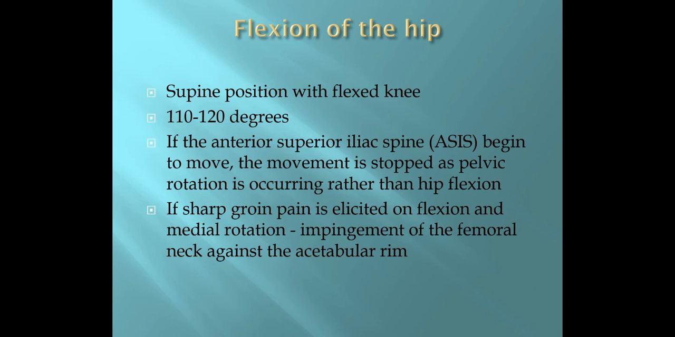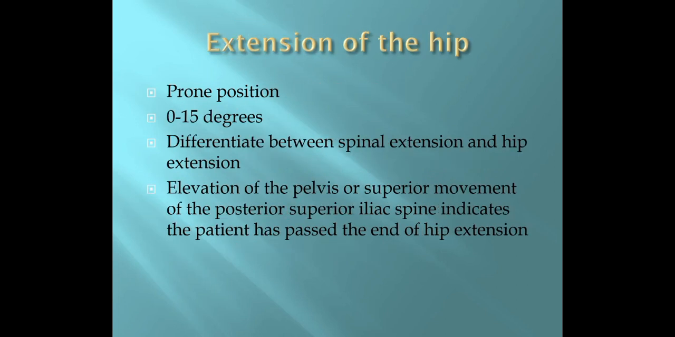Flexion of the hip: in the supine position, flexion can be checked with the knee flexed. The range of motion for flexion of the hip is around 110 to 120 degrees. If the anterior superior iliac spine, ASIS, begins to move, the movement is stopped as pelvic rotation is occurring rather than hip flexion. If sharp groin pain is elicited on flexion and medial rotation, it indicates impingement of the femoral neck against the acetabular rim.